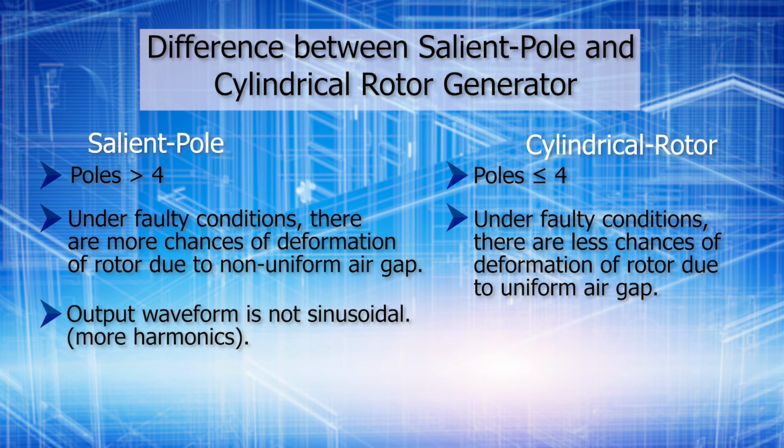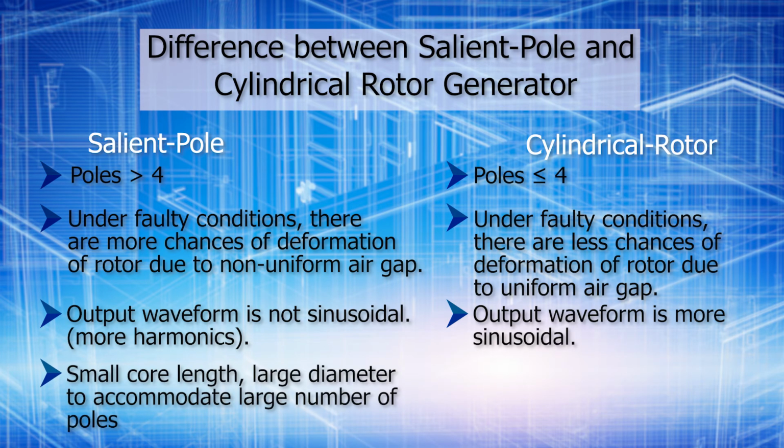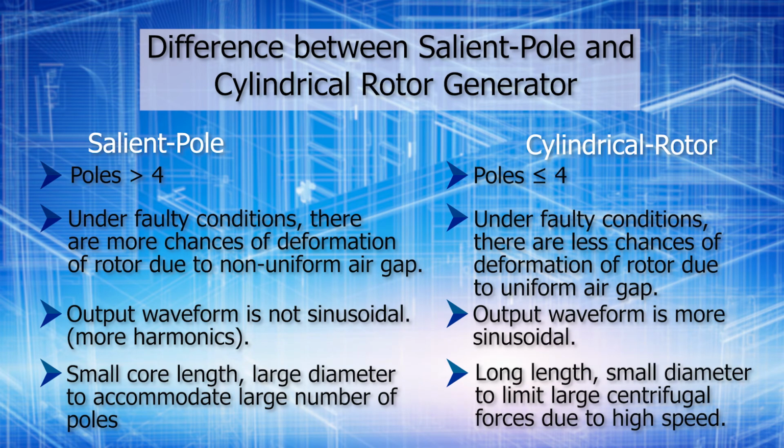In case of salient pole, the output waveform is not sinusoidal. There are more harmonics and the shape is distorted. Whereas in case of cylindrical rotor, the output waveform is more or less sinusoidal. In salient pole, we have a small core length and large diameter to accommodate a large number of poles. Whereas in cylindrical rotor, we have a long length and a small diameter to limit large centrifugal forces due to high speed.